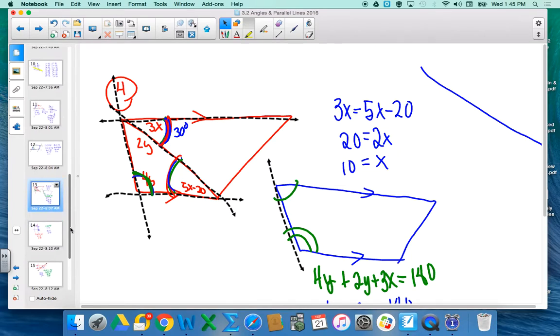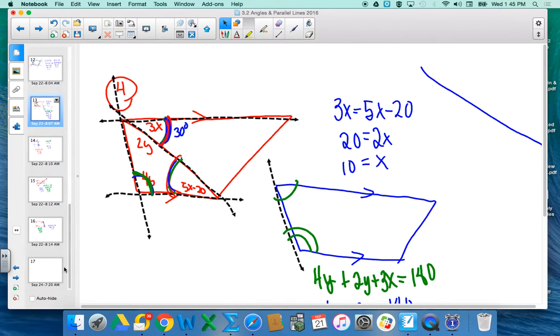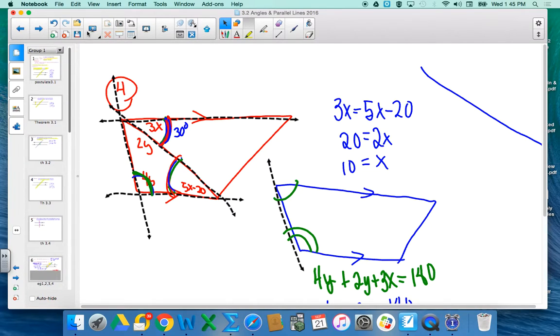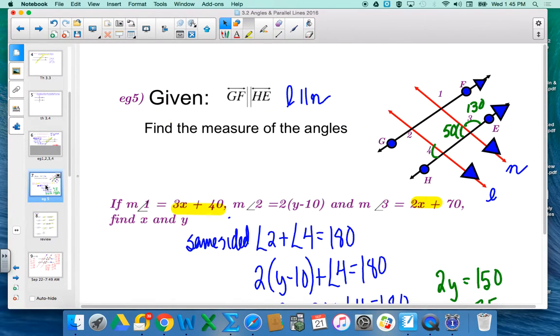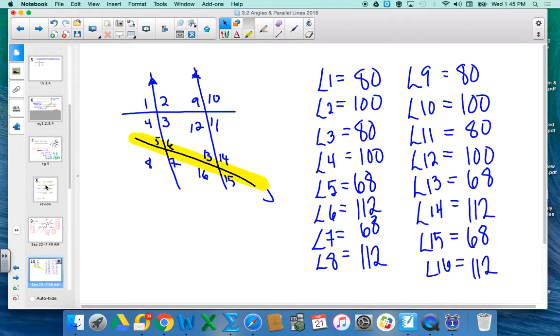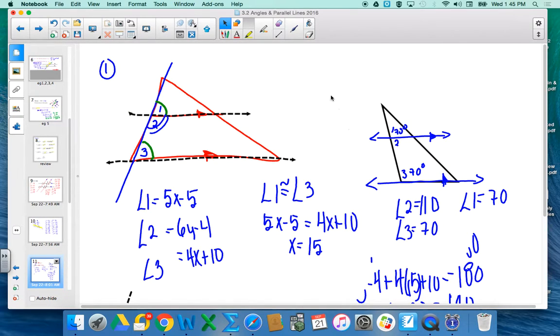There is a picture I'm looking for. Maybe it must be way back here. Well, maybe not. Maybe it's on tomorrow's stuff. Ah, here it is. Okay, let's look at this picture.